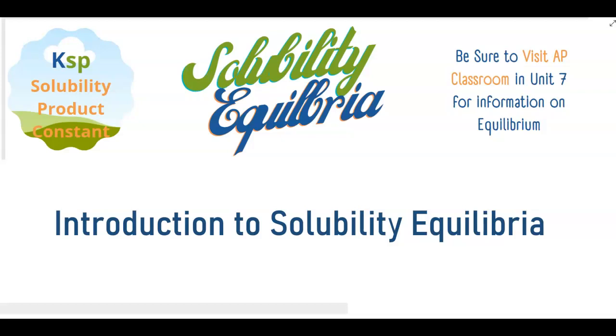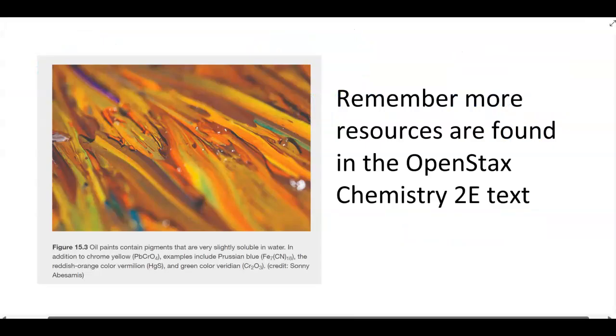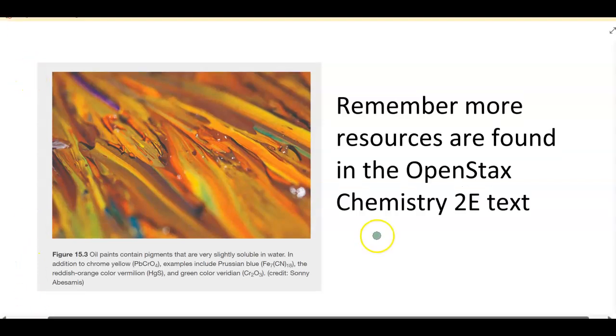Introduction to Solubility Equilibria. This is where equilibrium is reached between insoluble or slightly soluble salts and the ions it forms in solution. For more information, be sure to visit AP Classroom, Unit 7. Additionally, there are more resources at Chemistry 2E, the OpenStax textbook resource for you. This is found in Chapter 15, Section 1.